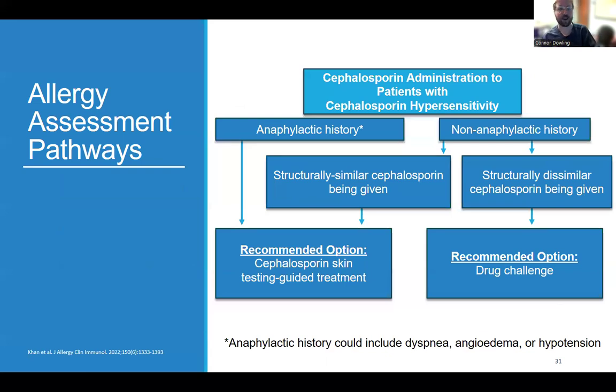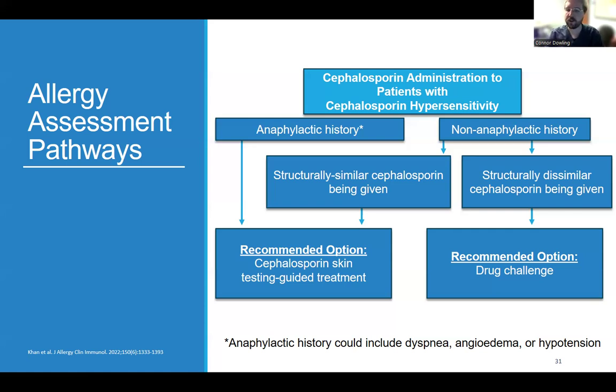And then just to go through a second allergy assessment pathway, this time we're going to be focusing on our cephalosporin administration to patients with another cephalosporin hypersensitivity. So thinking of giving a ceftriaxone in someone that has a cephalexin allergy or a cefdinir allergy. This is what we're looking at here now. So going back to our anaphylactic history, thinking of patients that are going to have a history of dyspnea, the shortness of breath, angioedema, or hypotension, or even hives with the associated nausea, vomiting. These can be what we'd see with our anaphylactic history versus our non-anaphylactic pathway.